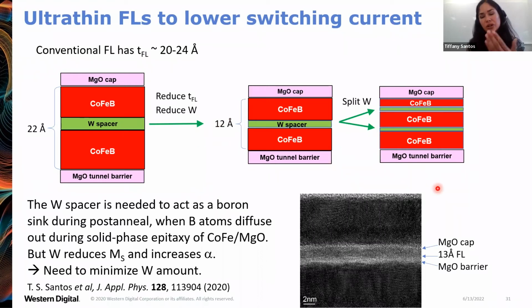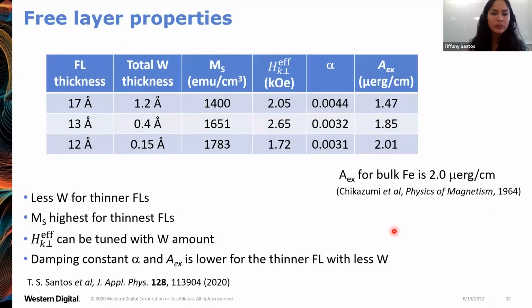So here's a cross-section TEM as an example showing a 13 angstrom free layer in between MgO barrier and MgO cap. So we proceeded to use this free layer design for a ladder of free layer thicknesses, 17 angstroms, 13 angstroms, and down to 12 angstroms.